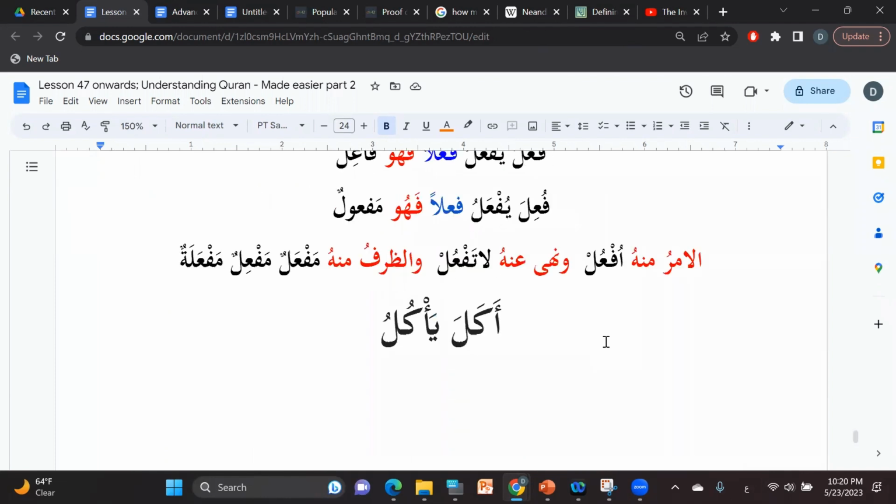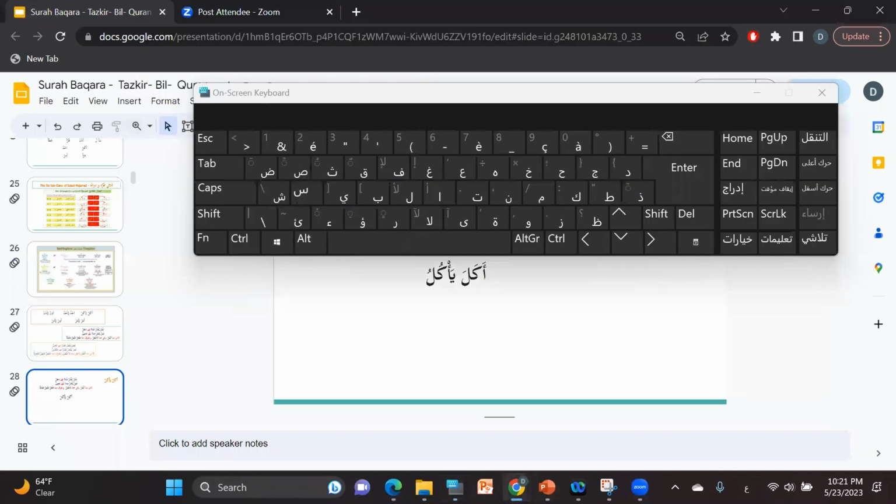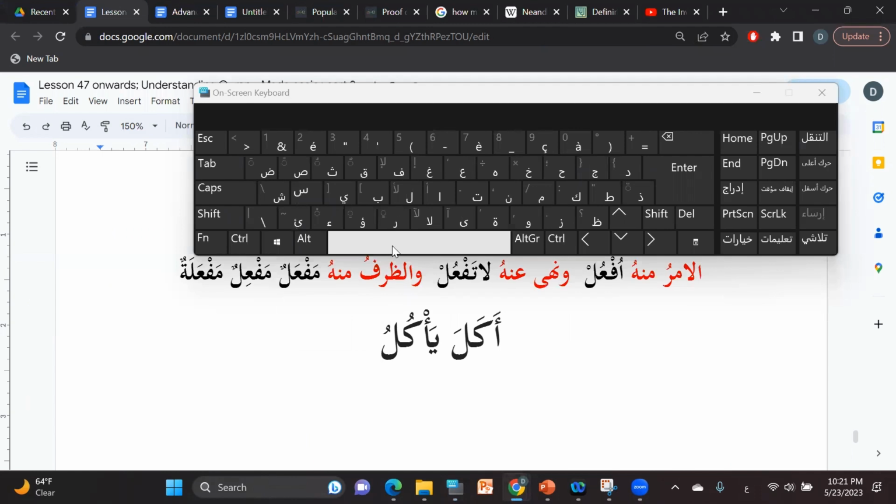So this is interactive. We are going to follow the same pattern. Fa'ala yaf'ulu, fa'alan fahuwa fa'ilun. Let's do some sarf saghir and see what is happening. Okay. Akala ya'kulu. Do you find any irregularity so far, like in past tense, present tense? Akala ya'kulu. Fa'ala yaf'ulu. Okay. Akala ya'kulu.